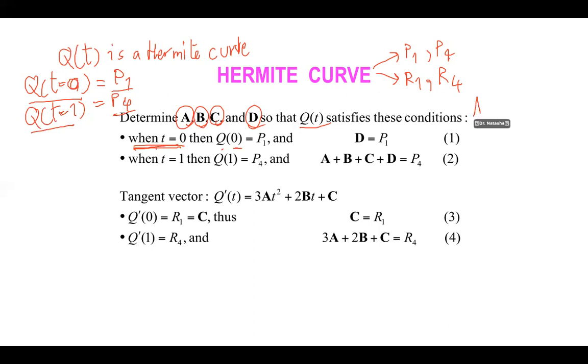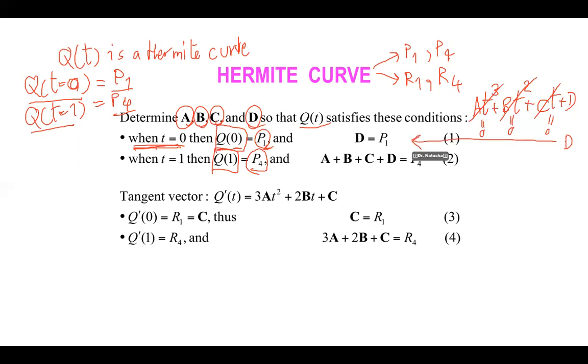Actually, it means that you substitute into this equation, at^3 plus bt^2 plus ct plus d. When t is equal to 0, these terms are gone, and then we get d. And d is equal to P1. I've told you that when you substitute t by 0, you get P1, and when you substitute t by 1, you get P4. So from this equation, you get d is equal to P1.